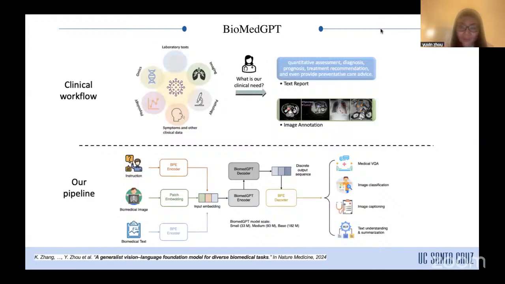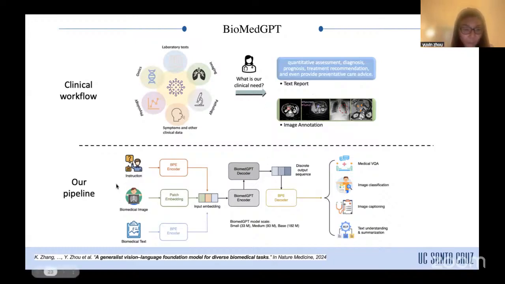So this pipeline opened the door for a lot of different clinical tasks, and makes our pipeline more similar to the clinical workflow. In the clinical workflow, what doctors want is to combine different types of modalities and then provide a task-specific prompt, for example, what is our clinical need, and based on that, to generate a text report and also the paired image annotation.